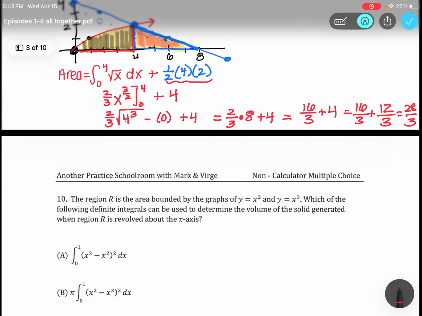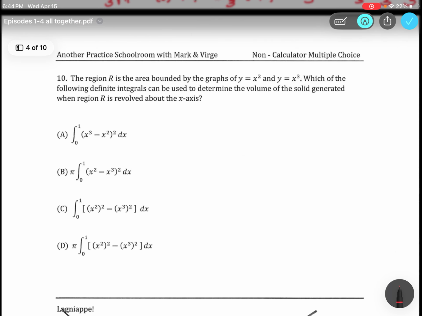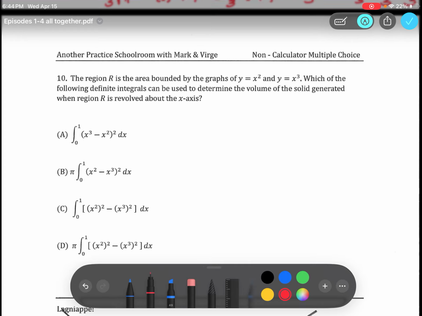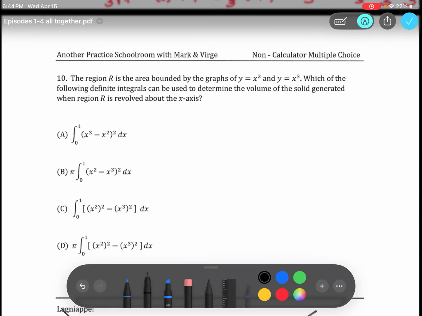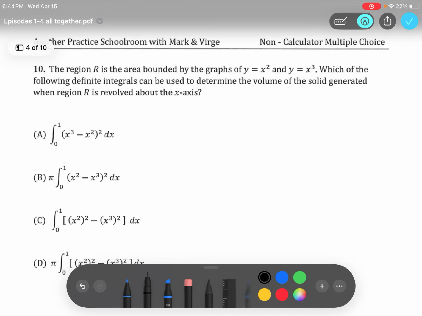All right. Last question, number 10 says, the region R is the area bounded by, and again, they give us these two equations that we're supposed to graph, and we better be good at these. It does not say first quadrant. So it might be in the first quadrant, but they don't tell us that right now.